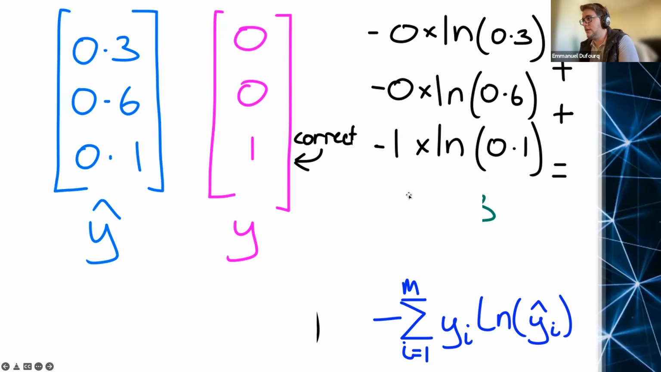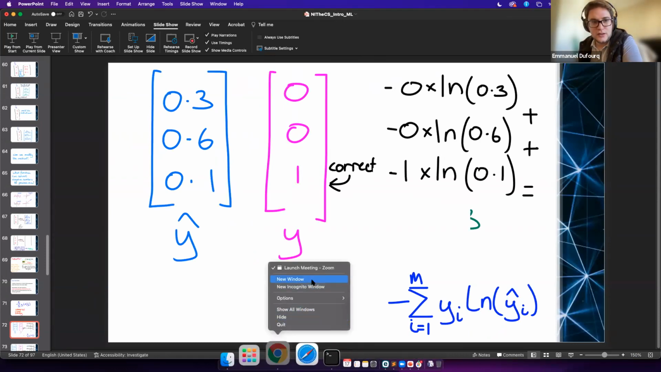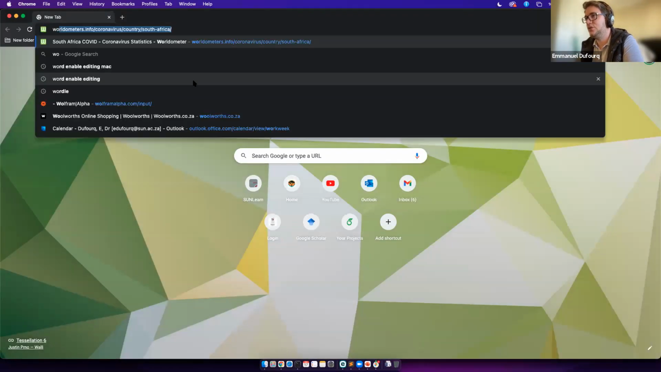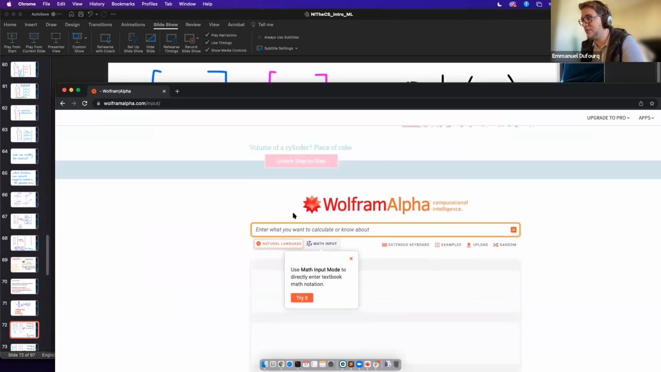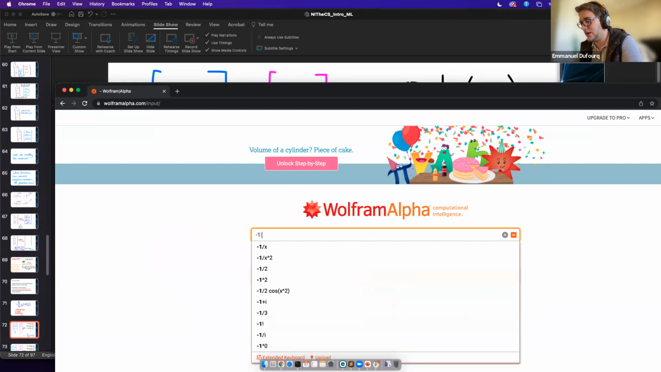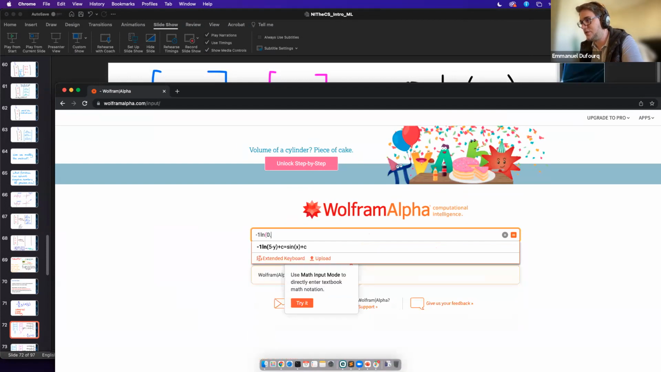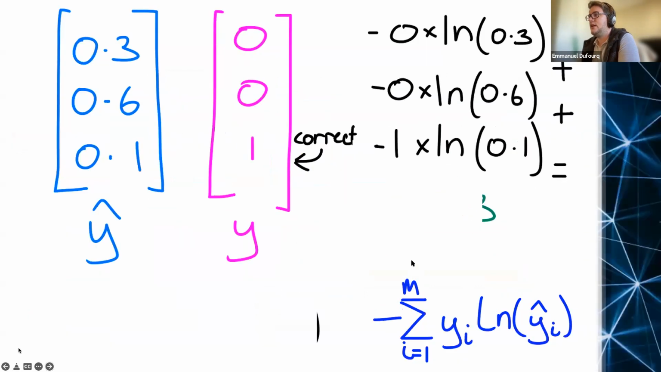So let's do that. Someone has done it, but if you didn't know how to do it, you can go on Wolfram Alpha and just say minus 1 times the natural log of 0.1. Okay, so it's 2.30. Now, we have a loss of 2.30.